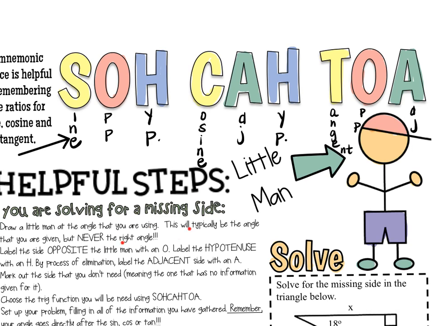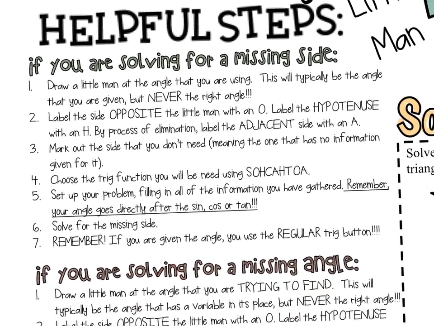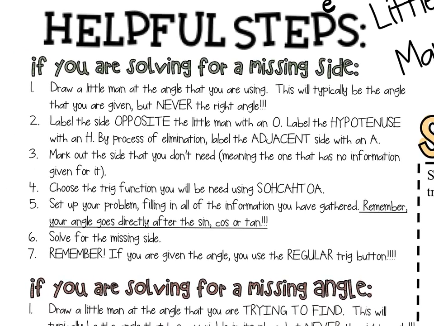And so one of the things that you're going to be working with is if we're trying to find a missing side, the writer suggests that we draw a little man. I suggested just drawing a theta. And we're going to be labeling our opposite side. I like using OPP. You can use an O. We're going to be labeling our hypotenuse. I like using HYP. And finally, adjacent.